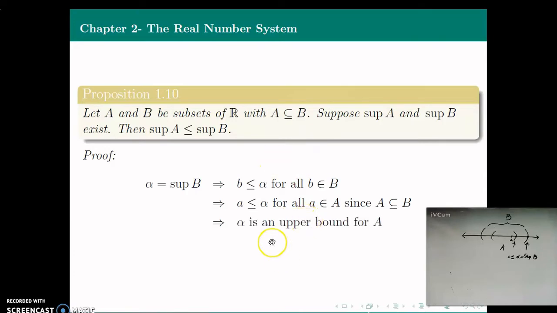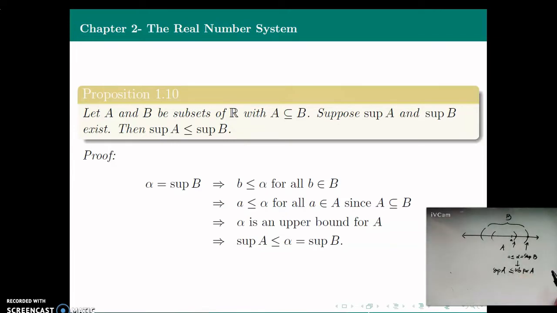Then alpha is of course the upper bound for A, because alpha is greater than any element in A. Therefore, the supremum of A is less than or equal to alpha. Why? Because this alpha here is the upper bound for A, and we know that an upper bound is always greater than or equal to the supremum of A.